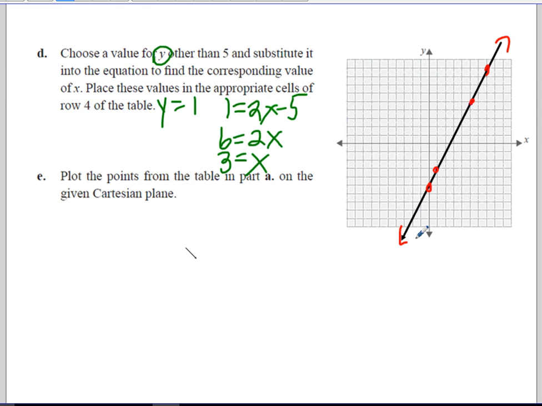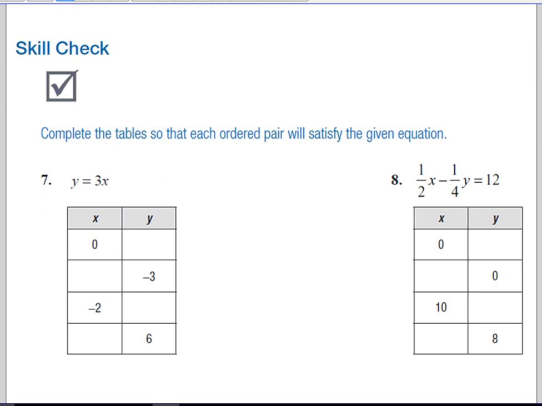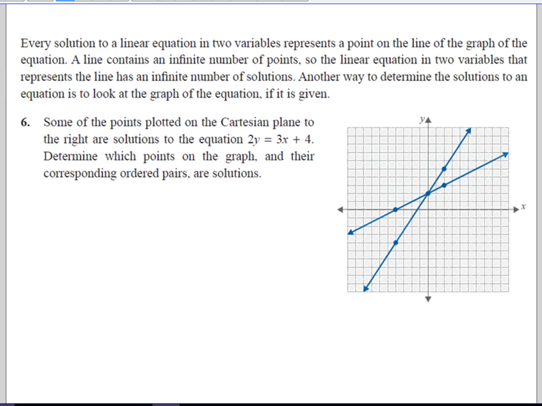So any point along that line would actually give us a true statement. Sometimes the points on the line are whole numbers, sometimes they're decimals or fractions. Every solution to a linear equation represents a point on the line of the graph of the equation. A line contains an infinite number of points, as we just talked about. So a linear equation has an infinite number of solutions.